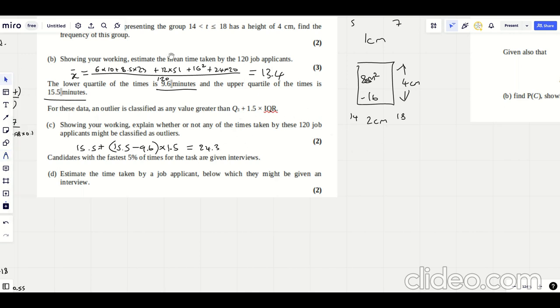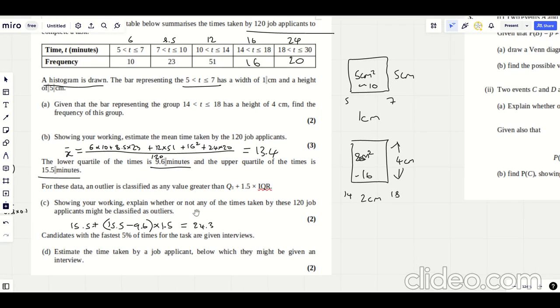Now, if we go back to the table, this goes up to 30. So it appears that there could well be outliers. There's a high chance of outliers, probably some outliers, as the final class interval goes up to 30. So this is significantly easier than the first question we did.